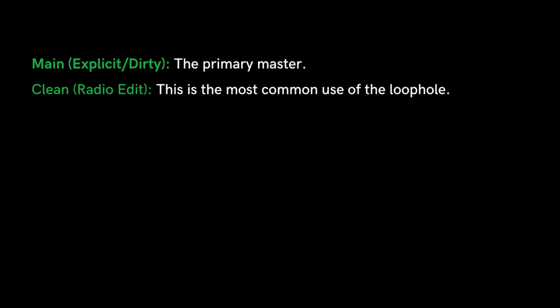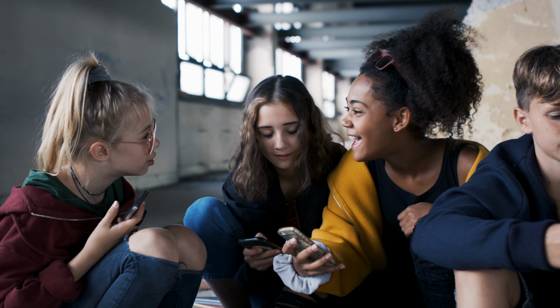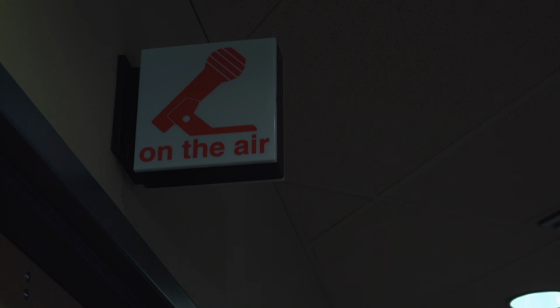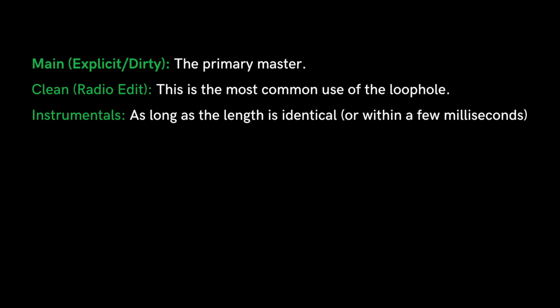Now, the second one would be the clean version or the radio edit. And this is the most common use of the loophole. By using the same ISRC, you ensure that every play at a middle school dance or in places where clean music is needed or on the radio counts toward your main chart position. Number 3 is the instrumentals. As long as the length is identical or within a few milliseconds, you can use the same ISRC. This funnels background music listeners into your main song stats, and it also gives utility to your music.